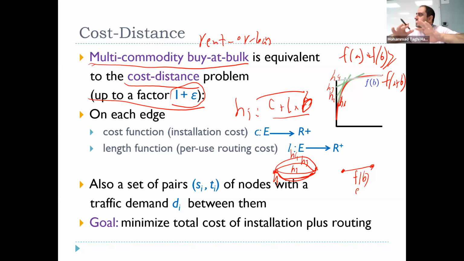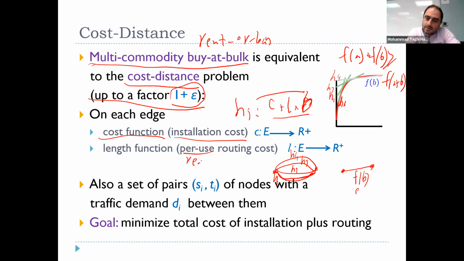So it's a very general approach. In some sense, we try to generalize this and say that, okay, this is a set of cables, and this is a special case of this concave function. But then this concave function, we try to simplify and bring into this version of the problem, that on each edge, we have some cost function, which is called installation cost, plus some per-use or renting cost.